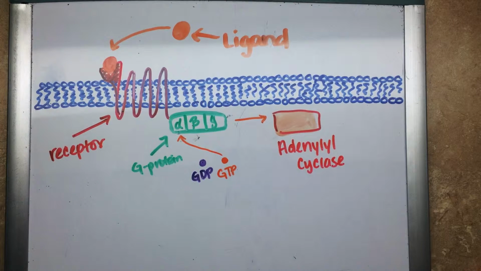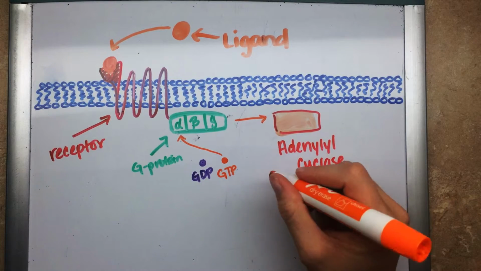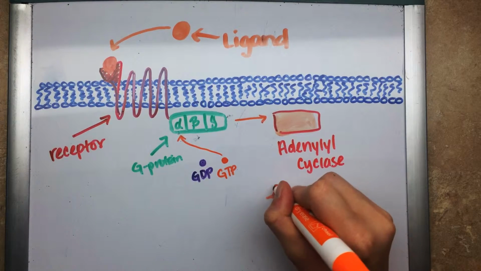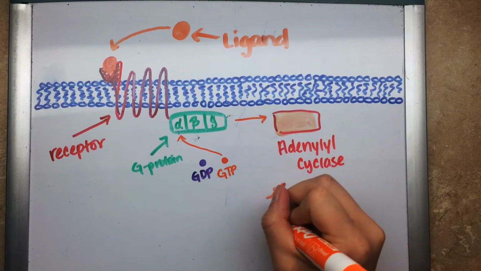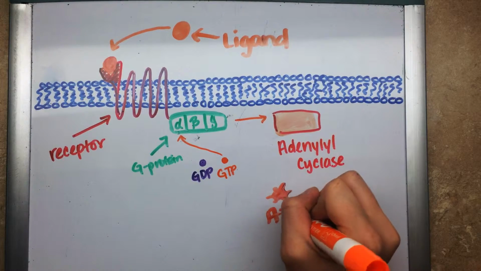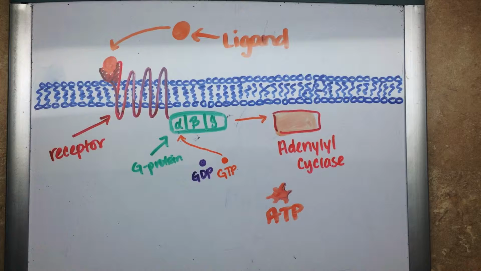Real quick, I just want to mention that sometimes instead of adenyl cyclase, we're going to be working with phosphodiesterase, which is the absolute opposite of adenyl cyclase. So instead of building cyclic AMP, phosphodiesterase is going to tear down cyclic AMP.